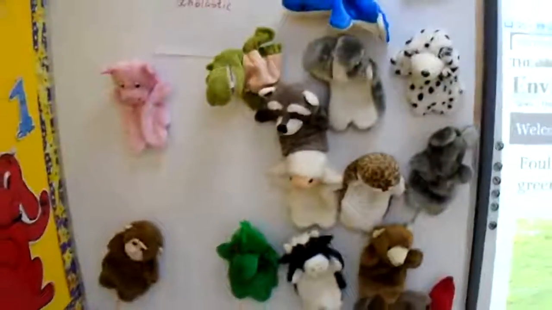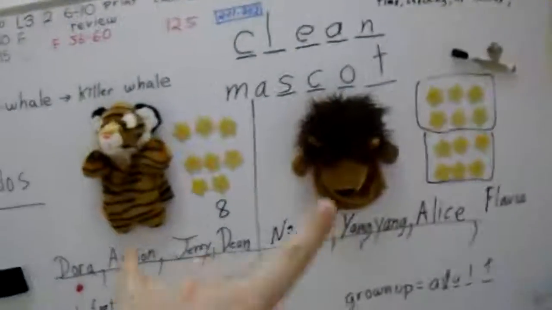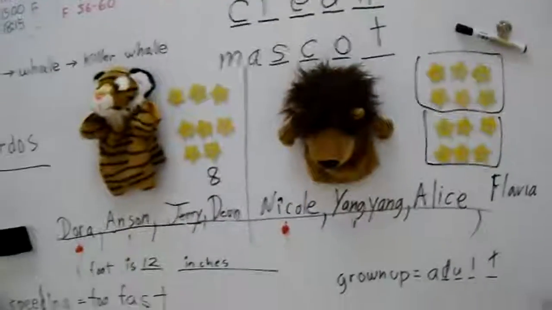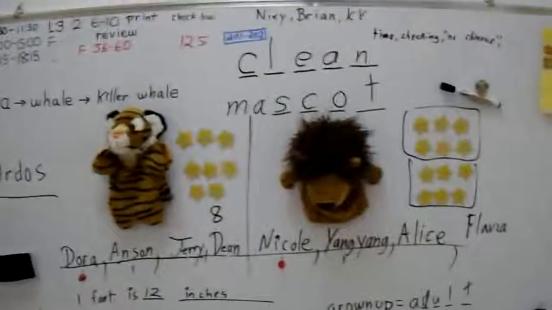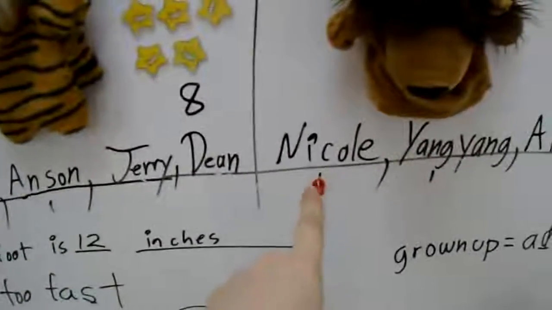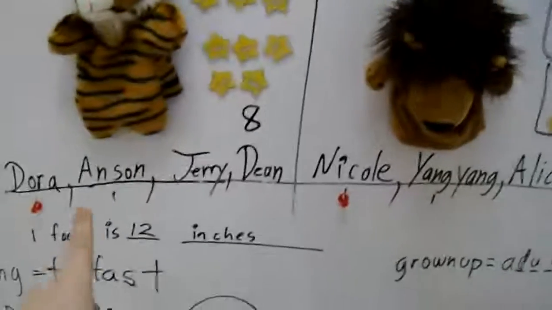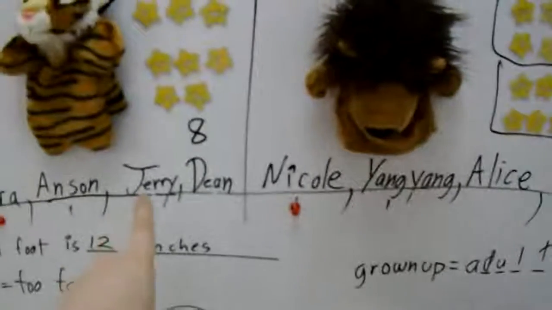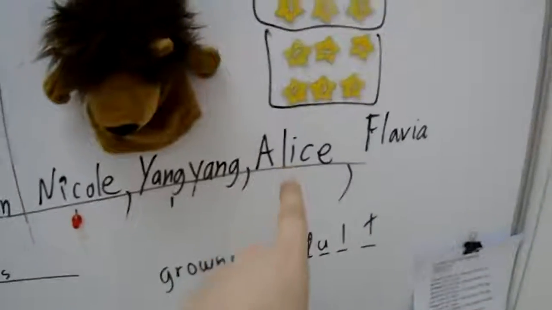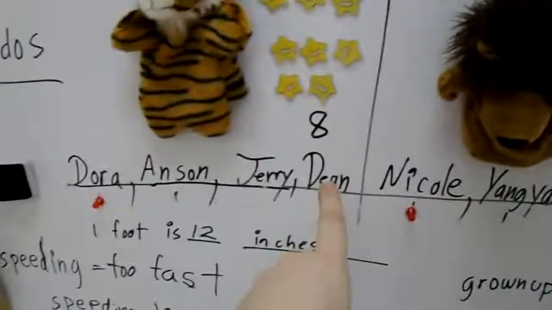Next, have each of those students pick a team mascot. Locate your mascots on the board, and then have them begin saying who they want to have on their team. So today I had Dora and Nicole as team leaders. Dora's first pick was Anson. Nicole's first pick was Yong Yong. Next, Dora chose Jerry. Nicole chose Alice. Dora chose Dean. And Nicole chose Flavia.